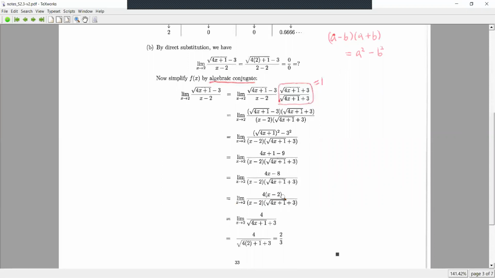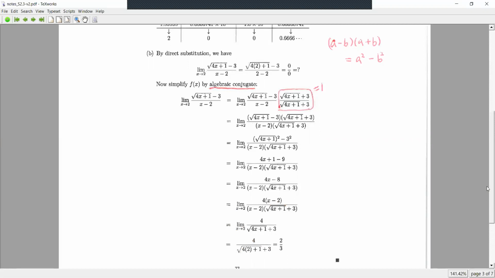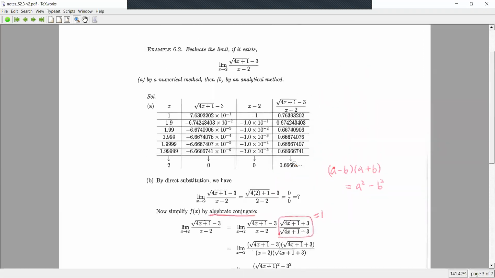Cancel x minus 2 from the top and from the bottom. We have this equation. To find this limit, direct substitution again, plug in the number 2 in x, then this limit is equal to this number. This number is 2/3. So the limit in part B, this limit is 2/3.